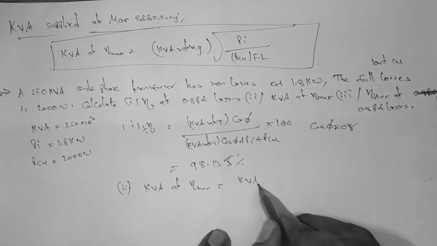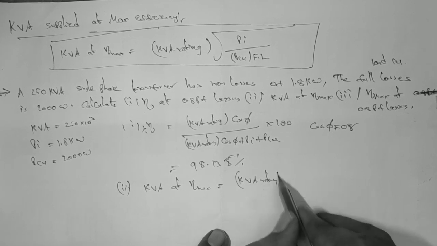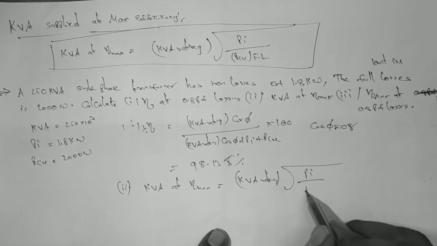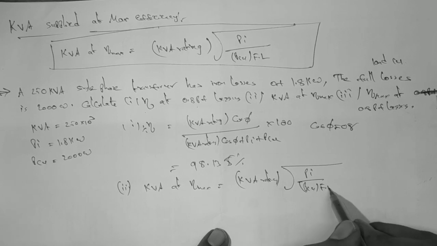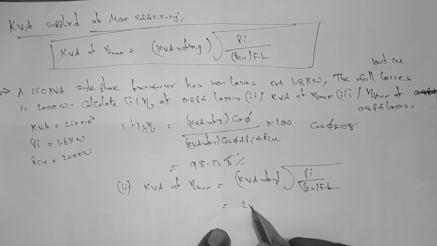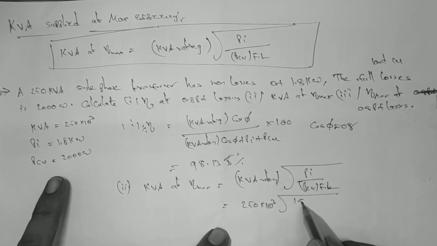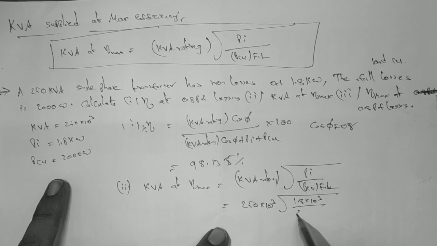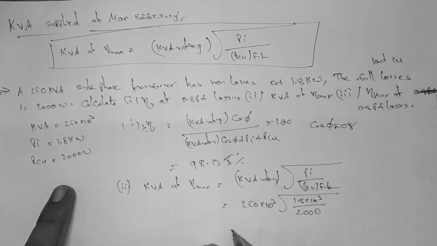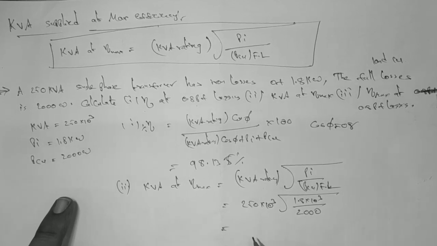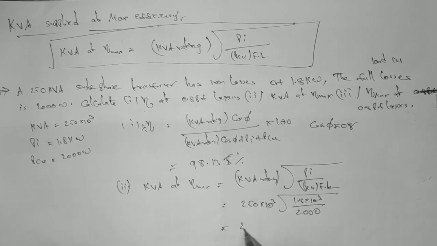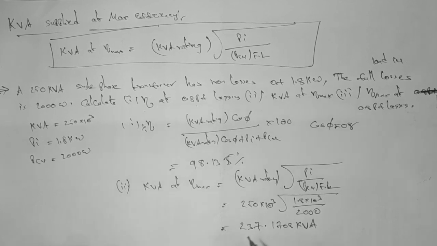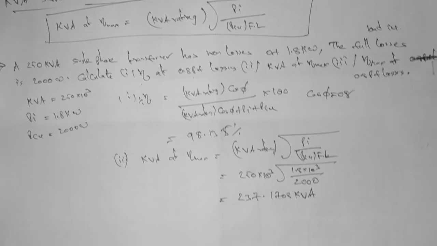In this formula also substitute all the known values, that is kVA is the known value, Pi is the known value, and PCU at full load is also given in the problem. Just substitute in the given formula and you will get 237.1708 kVA. All the values are given in the question only. And moving to the third bit, you have to find the efficiency at 0.8 power factor lagging.